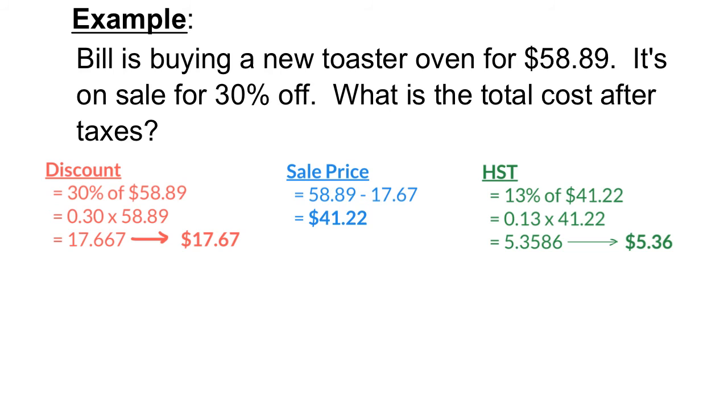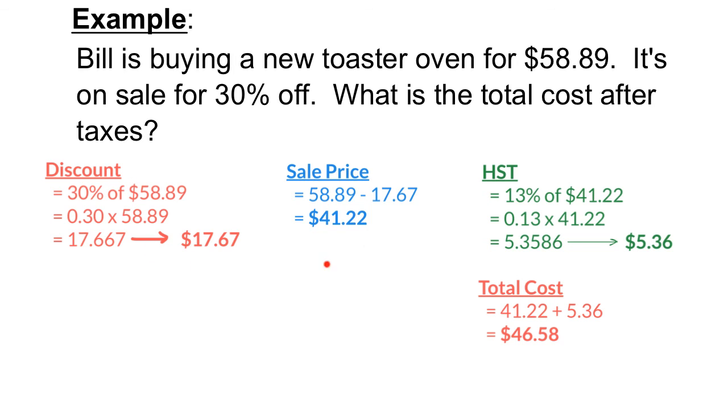Okay, so we've got a lot of numbers floating around here. We have the discount, we have the sale price, we have the HST. But what is the total cost? Well, it's the sale price plus tax. So I'm going to add $41.22 plus the HST, which was $5.36. So that gives me a total cost of $46.58.